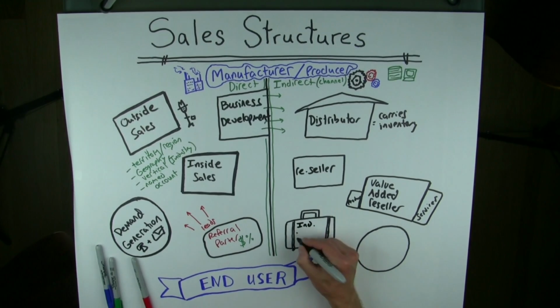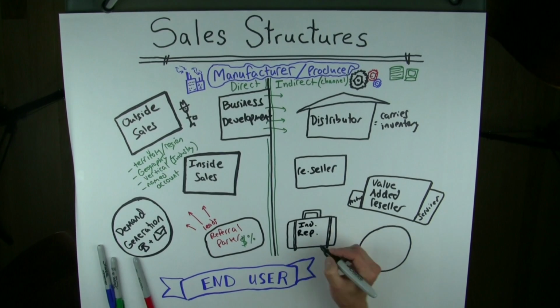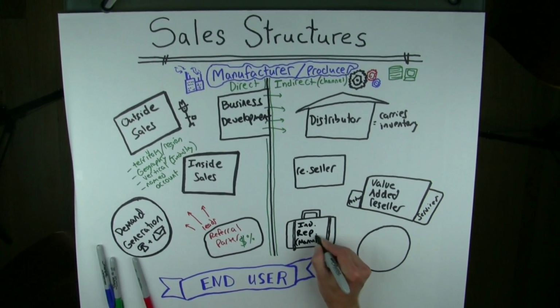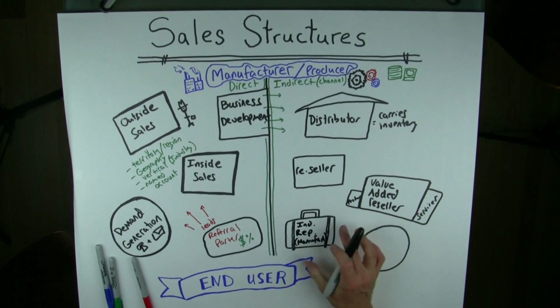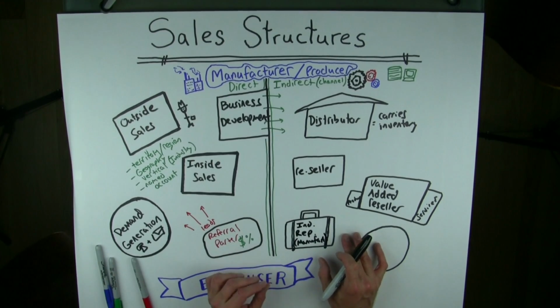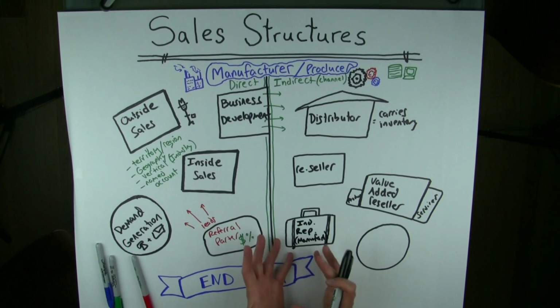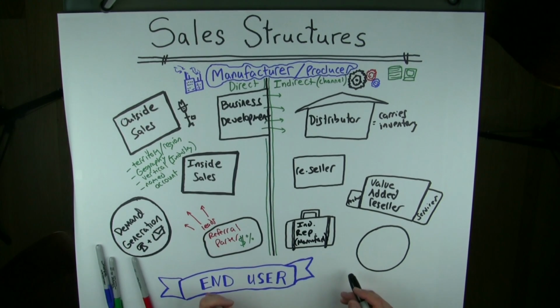Moving back over to the indirect side, where I drew the bag here. This is something that you don't see as much: the independent rep, often called a manufacturer's rep. I'm going to run out of space here, but the idea is, back in the day, there were a lot of organizations that carried multiple manufacturers' and producers' products, and they were out in the field selling to a particular customer set.